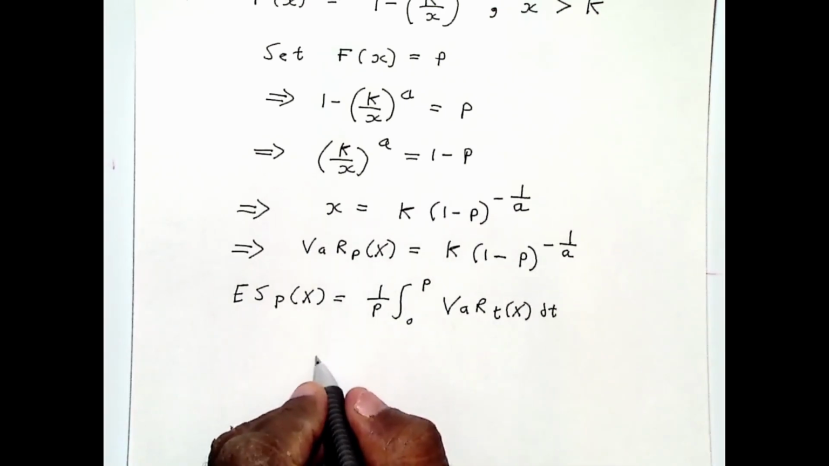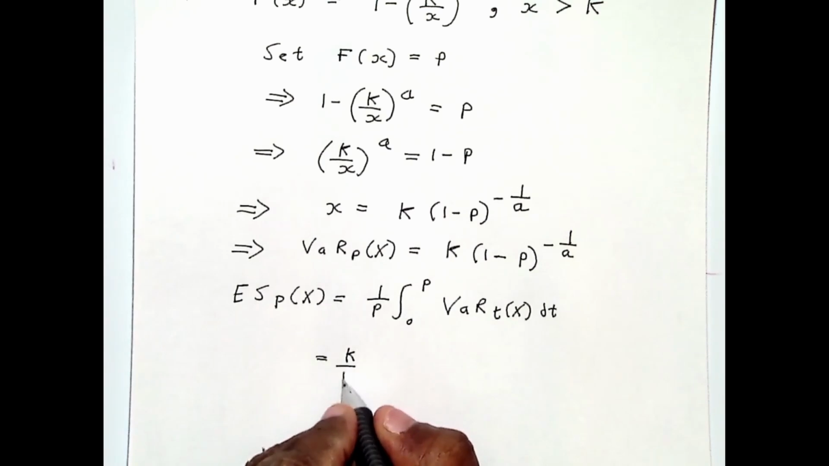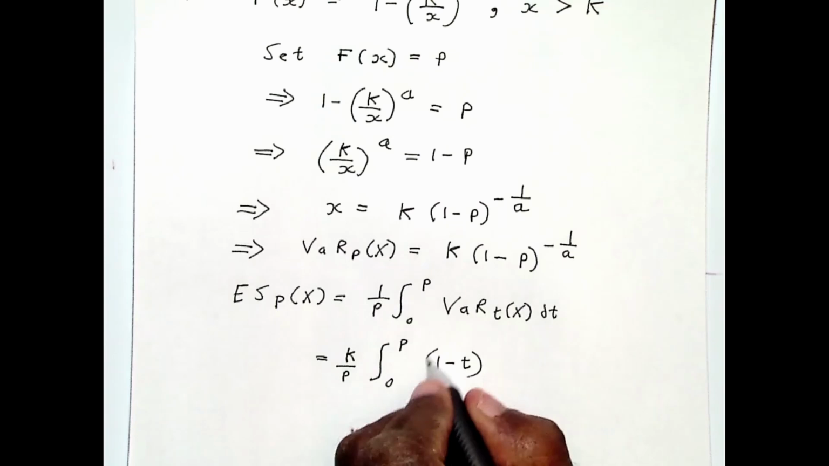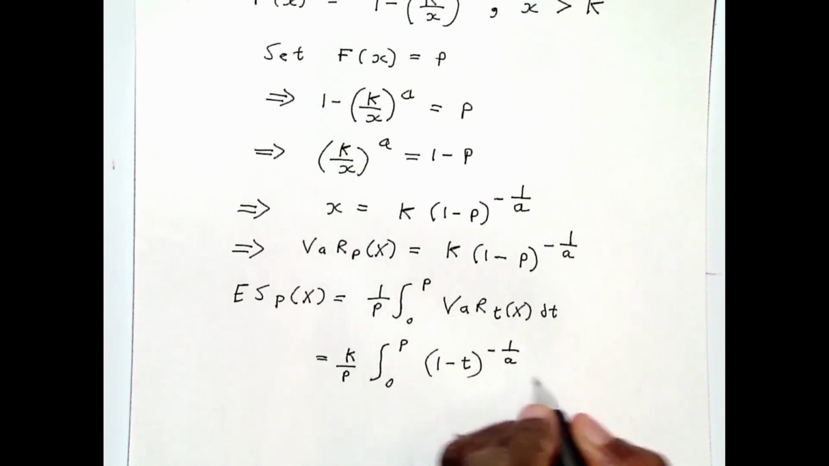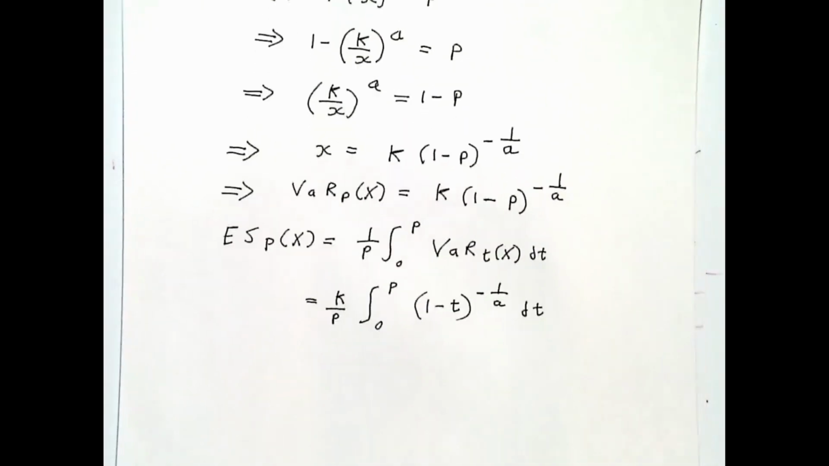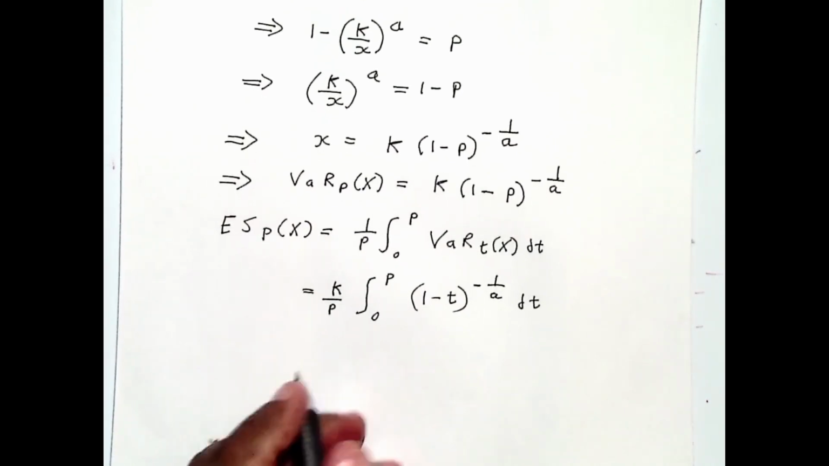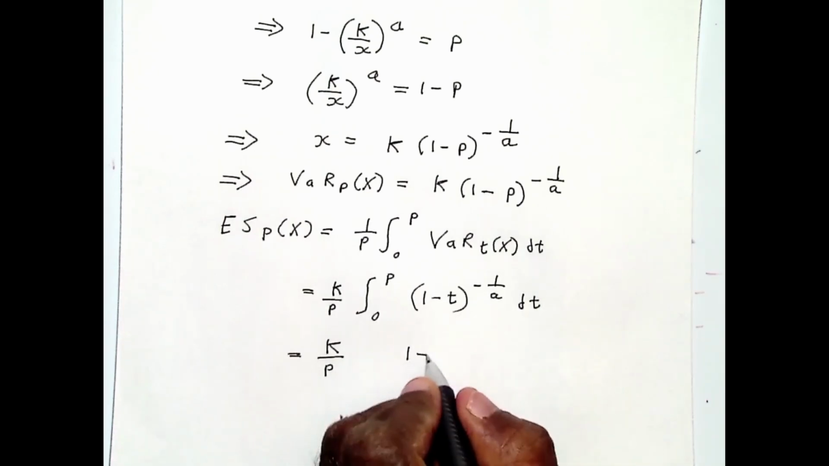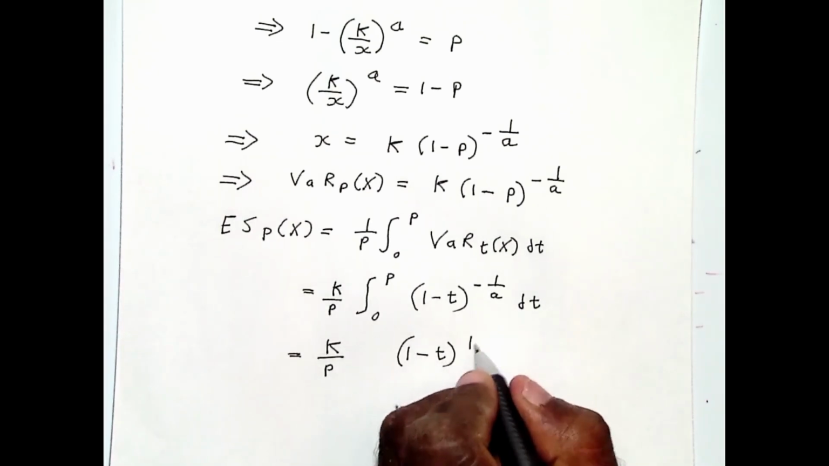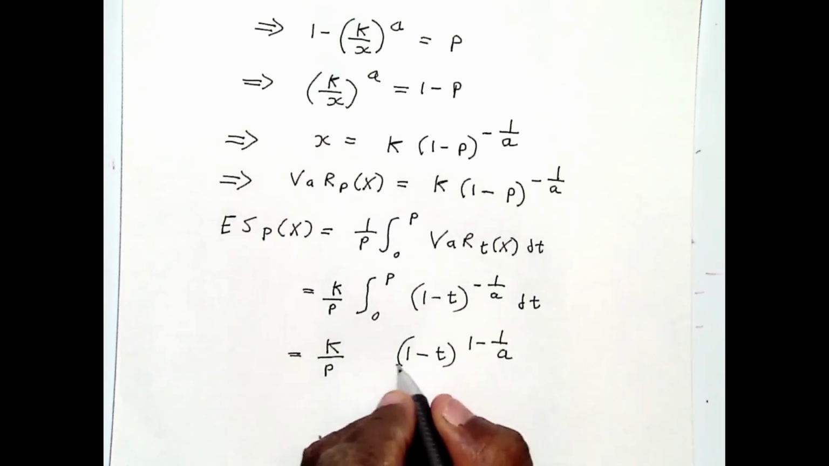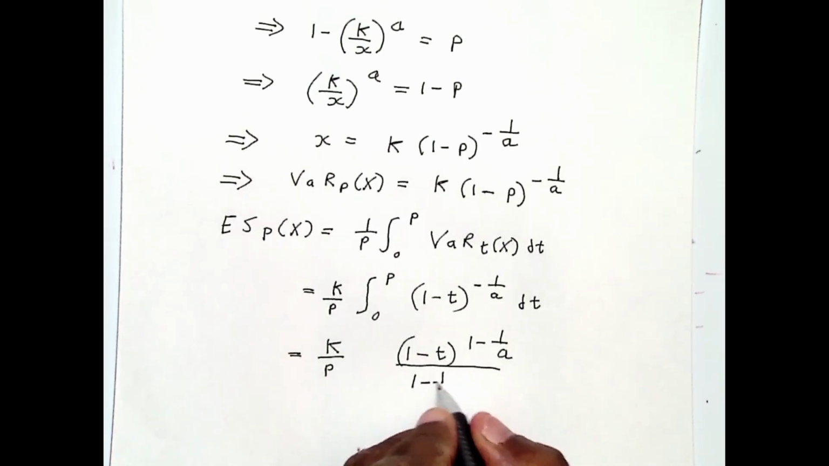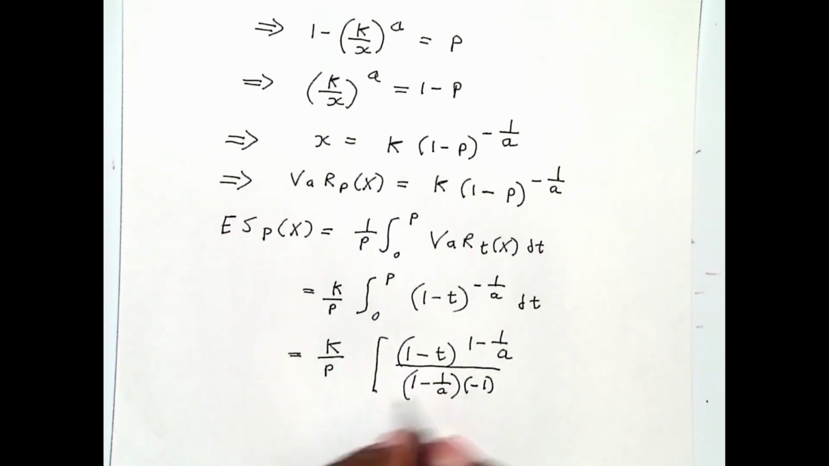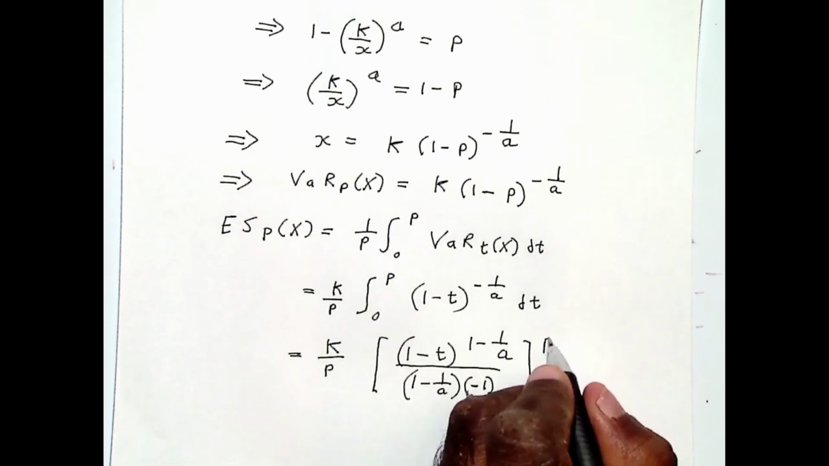Alright, so this becomes k divided by p times the integral of 1 minus t. Okay, and the integral of this is not difficult, so let's see what happens. If you integrate this, you get 1 minus t to the power 1 minus 1 over a, divided by 1 minus 1 over a, times minus 1. Then you take the limits from 0 to p.